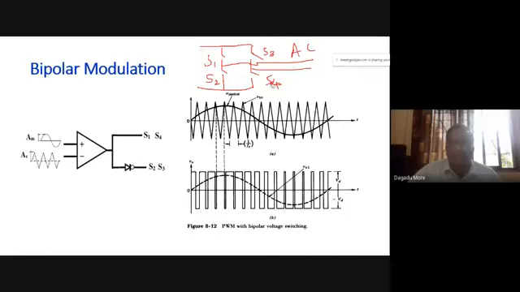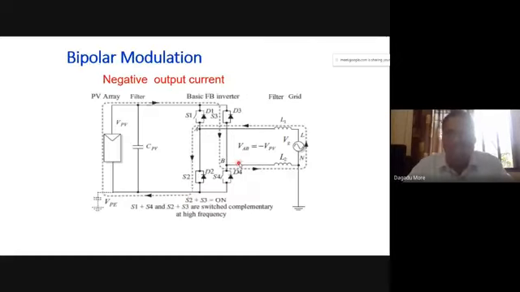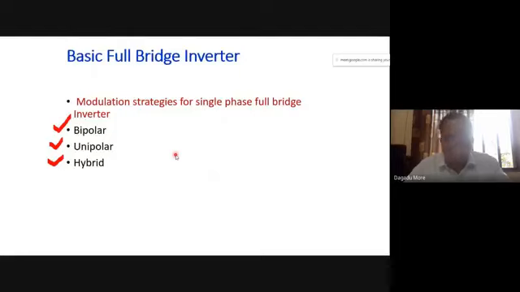Whenever the modulating wave is higher, S1 and S4 will be on more, and when S1 and S4 are on, our output voltage will be positive. And when S3 and S2 are on, our output voltage will be negative. So the output voltage varies from plus VDC to minus VDC, with no zero in between.